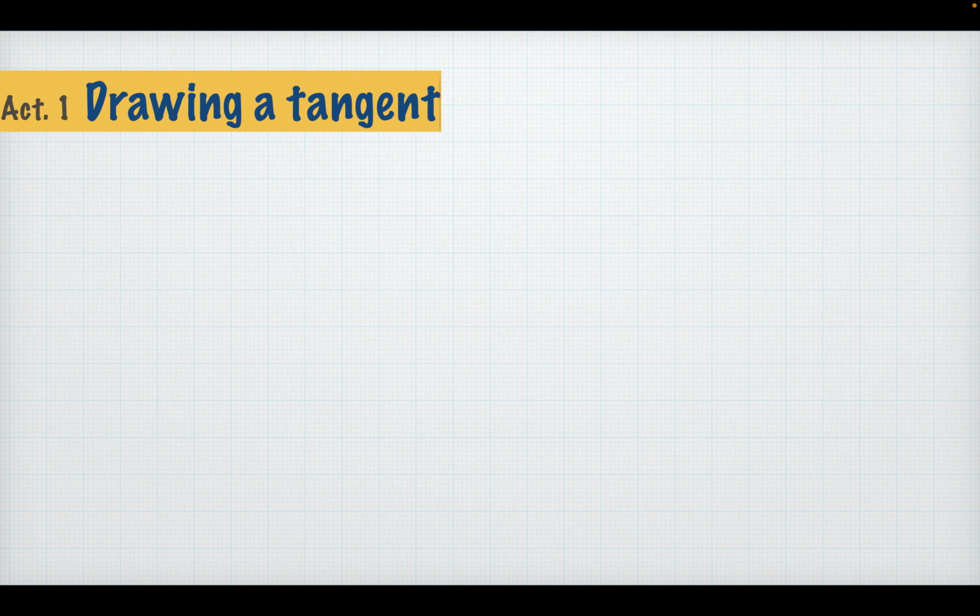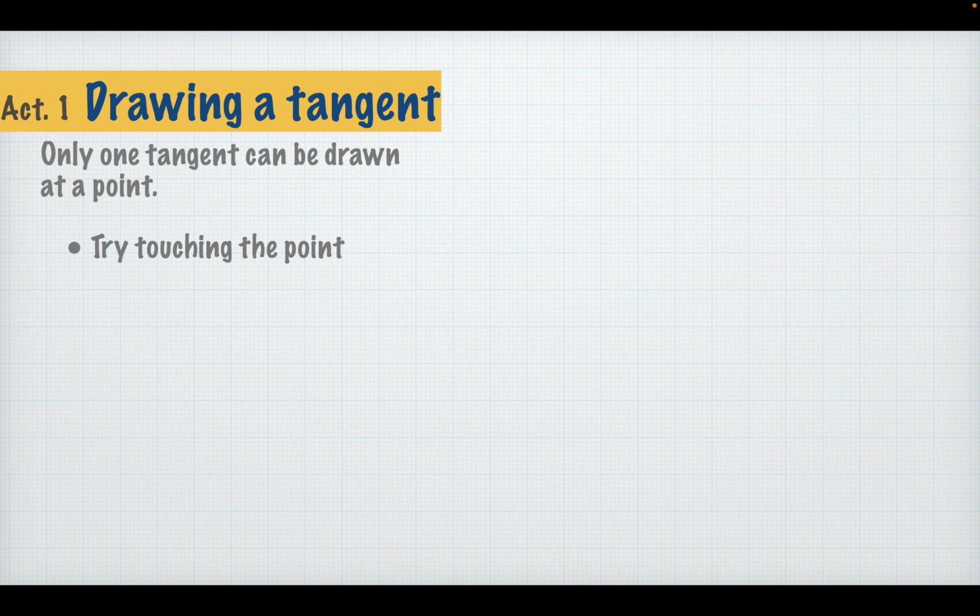Activity 1, drawing a tangent. From this activity, we want to show that we can draw only one tangent to a point on a circle. You can do it in two ways. First, you can try touching the point on the circle. So you keep drawing lines to a point and then see whether you can draw one tangent or more than one tangent to that point. And second, you can directly pass a line through this and see whether that line can be a tangent or not. So we'll try both.